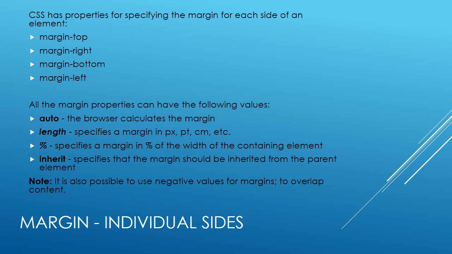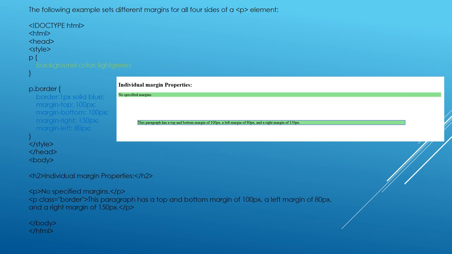Auto. The browser calculates the margin. Length, specifies a margin in pixels, points, centimeters, etc. Percent, specifies a margin in percent of the width of the containing element. Inherit, specifies that the margin should be inherited from the parent element. Note: it is also possible to use negative values for margins to overlap content. The following example sets different margins for all 4 sides of a P element.